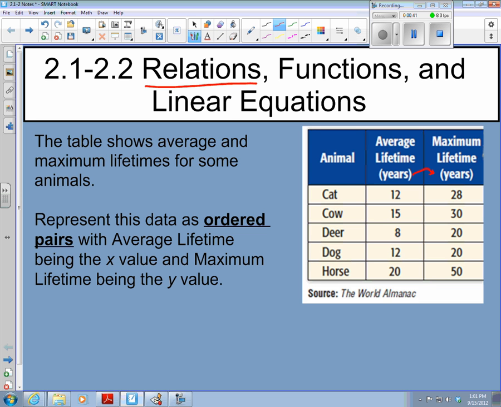And one of the things we're going to do with these values is write them as ordered pairs. That's how you usually see them when you're comparing data. And the x value is going to be the average lifetime, and the y value is going to be the maximum lifetime. So I guess my first ordered pair would be something like 12, 28. Average lifetime of a cat. Longest maximum lifetime of a cat is about 28 years.